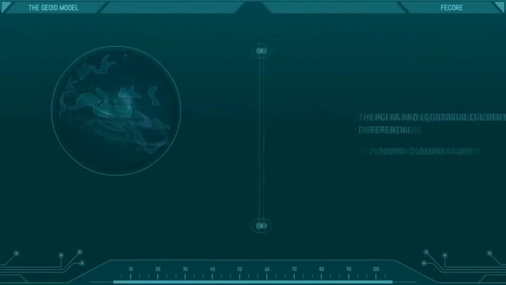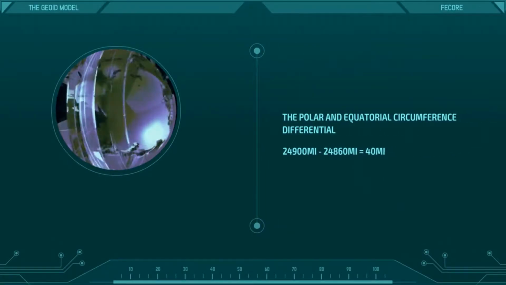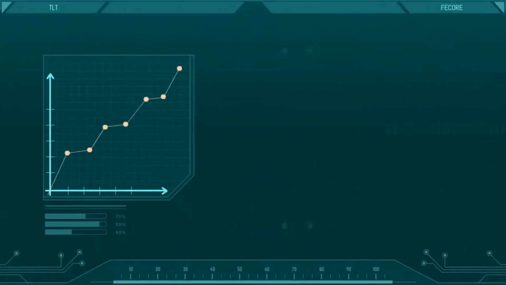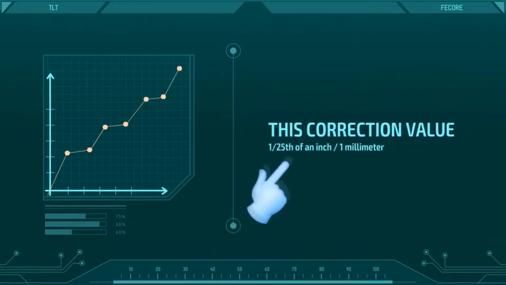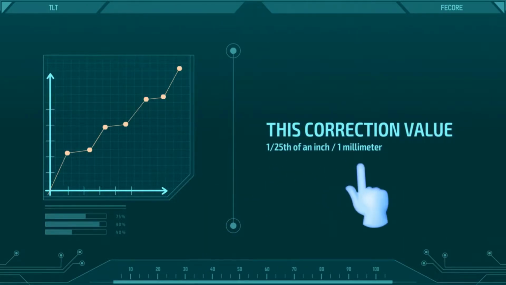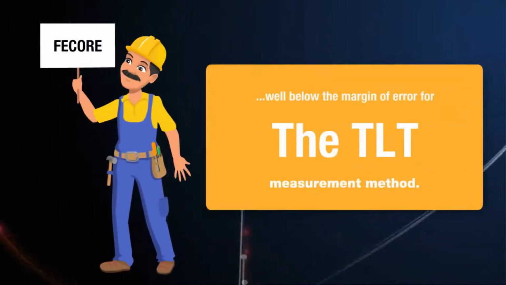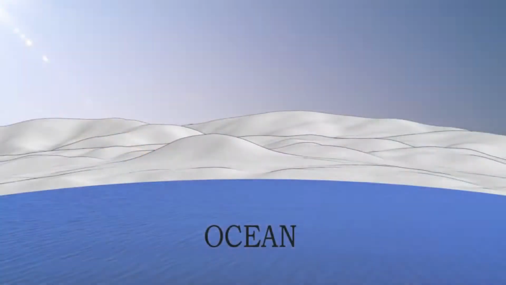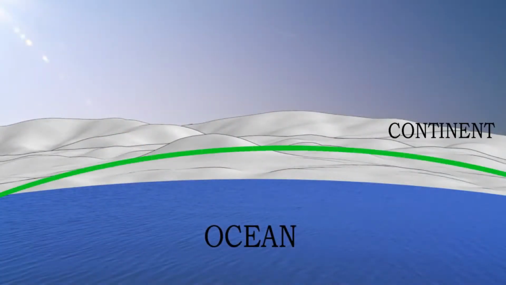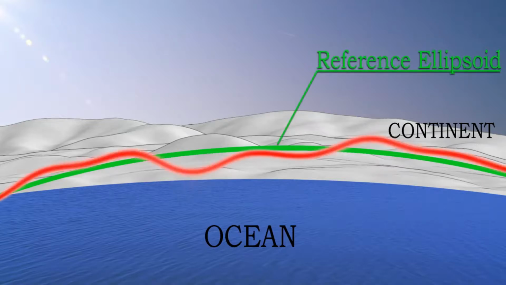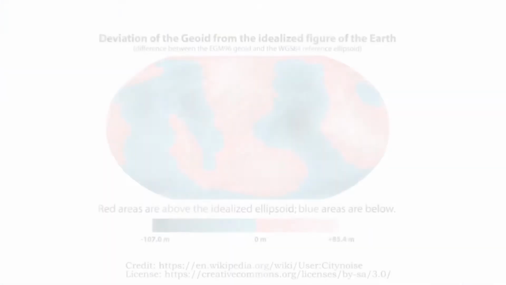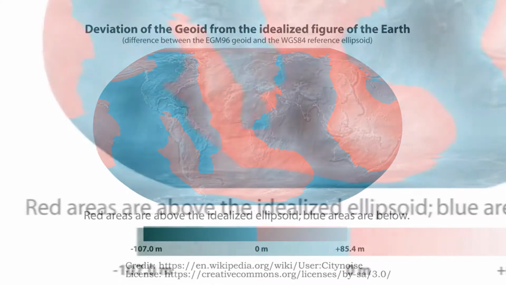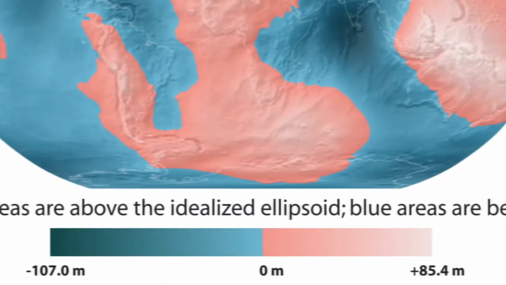The polar and equatorial circumference differential is relatively insignificant to factor in, but FECORE did calculate the ellipsoid correction for each measurement. This correction value in the magnitude of 1/25th of an inch, or 1 millimeter, is well below the margin of error for the TLT measurement method. The WGS-84 geoid is not a perfect ellipsoid geopotential surface, and it may have local anomalies. Deviation from the perfect ellipsoid surface is called geoid undulation. The WGS-84 geoid undulation map shows these correction values, so this data can be compared with laser and target positions.